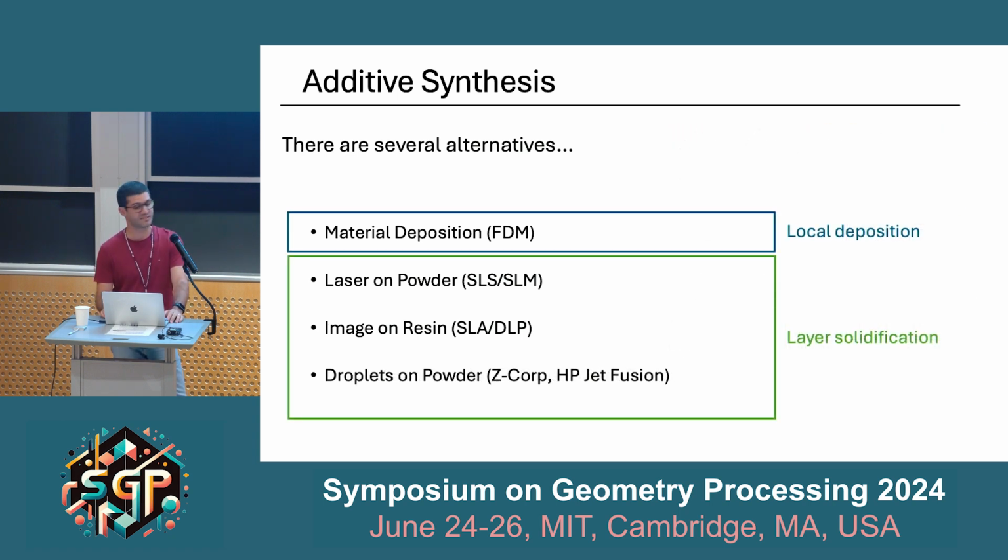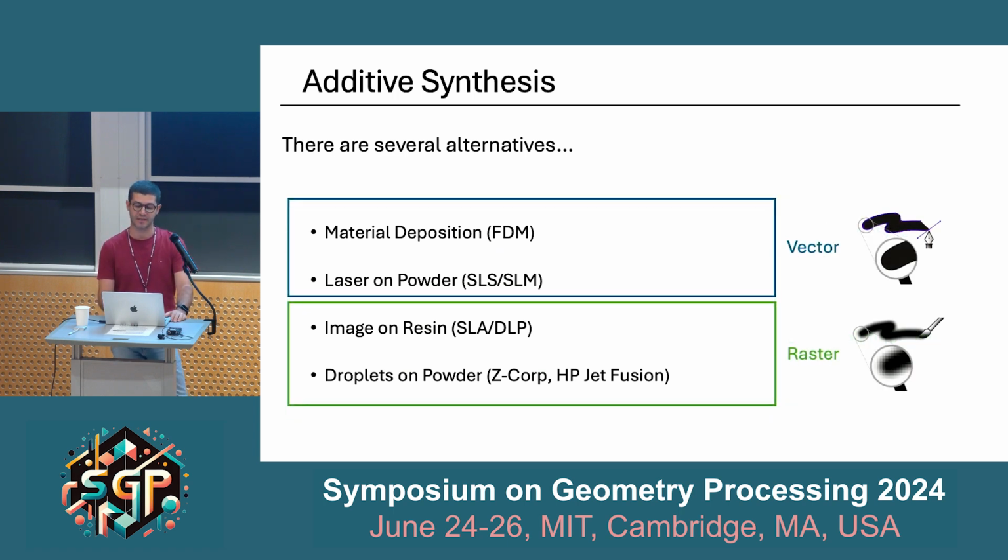If we look at these technologies, we may see that we have FDM, which operates by local deposition, and then we have a bunch of other technologies that operate by what I'm calling here layer solidification. These machines have something in common, as I said. They have a container which is filled with some material which is not in its final state, and we decide that we want to solidify or melt this material.